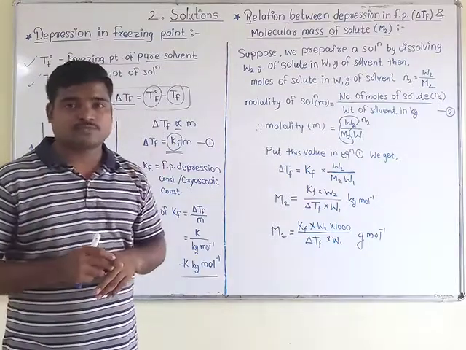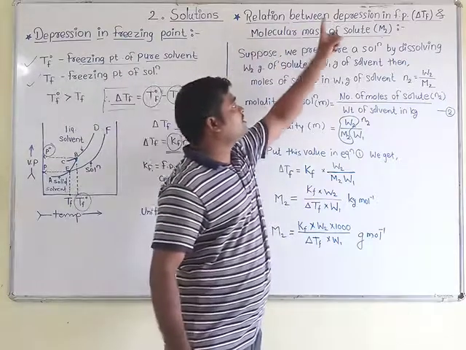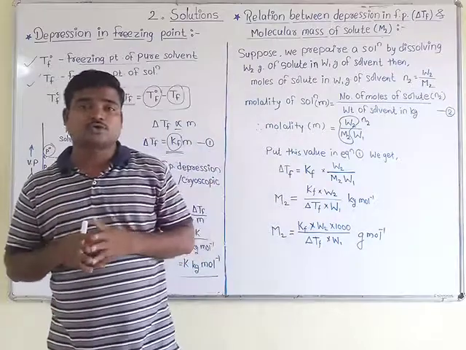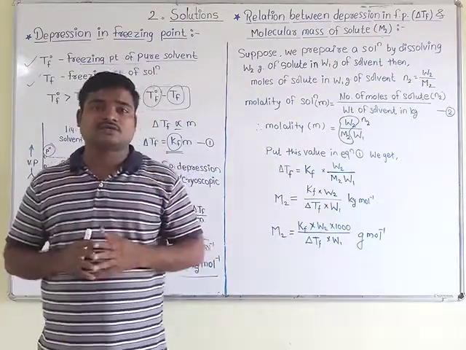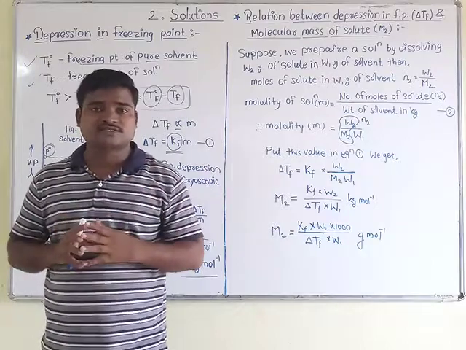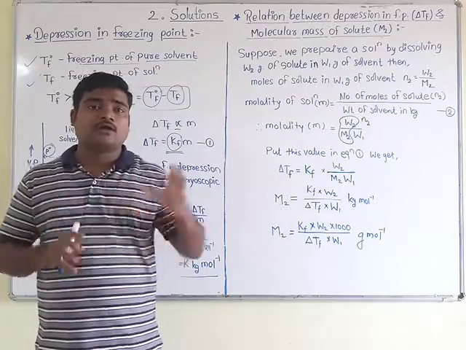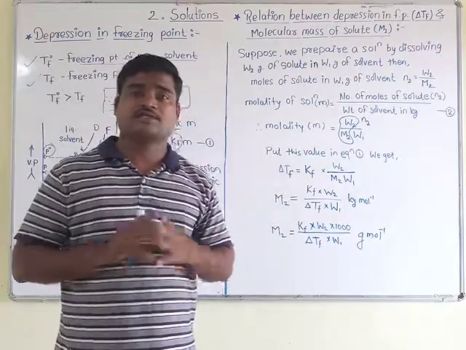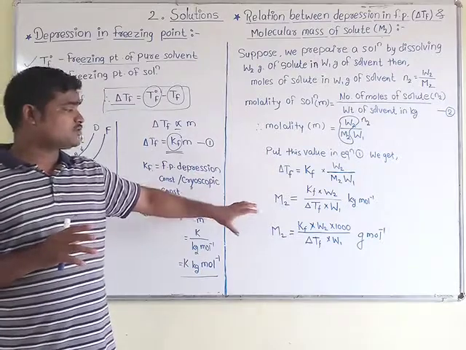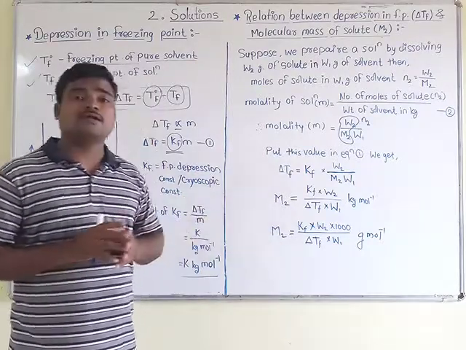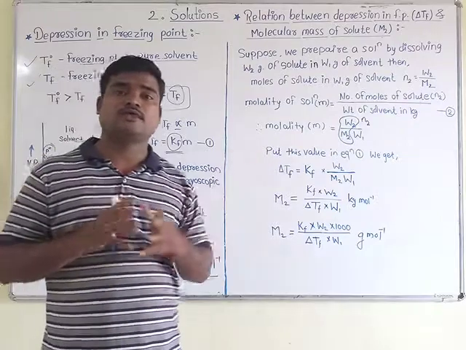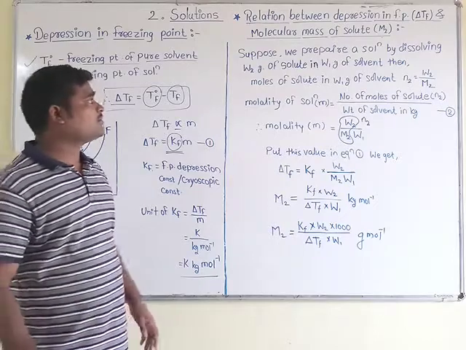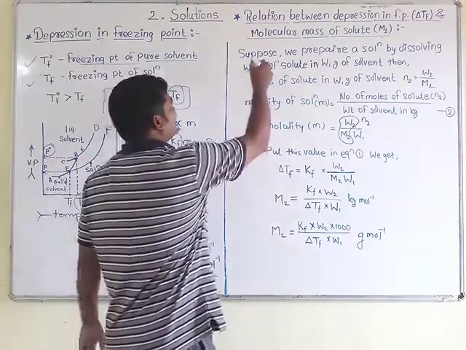Now we are moving to the next point, that is the relationship between depression in freezing point delta Tf and the molar mass of the solute, that is M2. This derivation can be asked in your exam for 2 marks in a theory question, and on this relation you will get a number of numericals. After the chapter you just go on solving. By the use of that formula you can solve n number of examples, that is numericals.